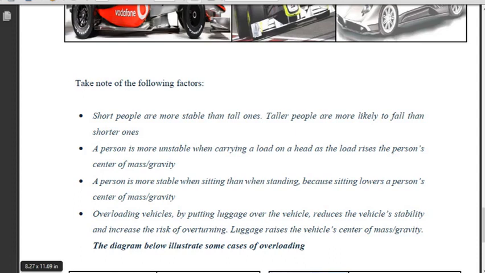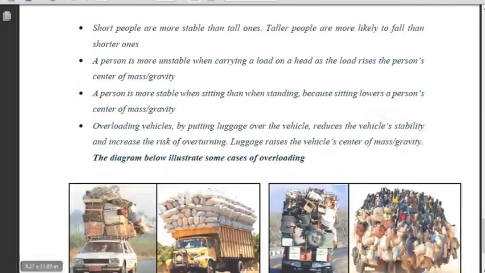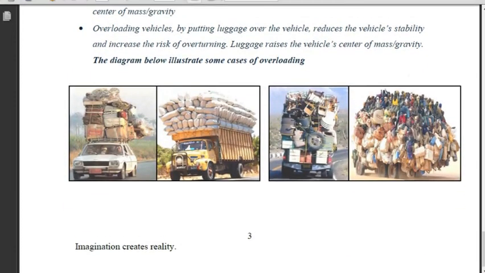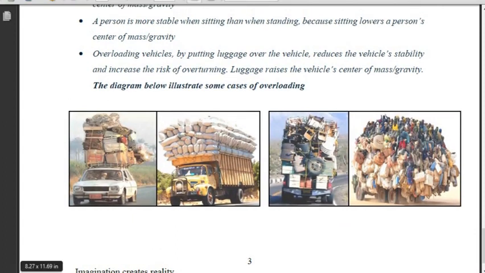Yeah, and they're saying that when you sit down or you crouch or you increase the space between your feet, you spread your feet, and then you give yourself a wider base, you increase your stability. These are some examples of how you reduce the stability. By overloading vehicles, you reduce their stability because now you have raised the center of mass.